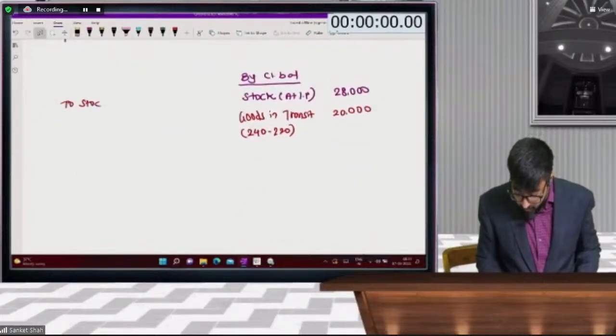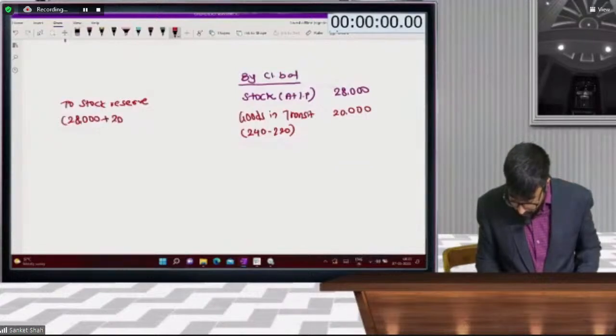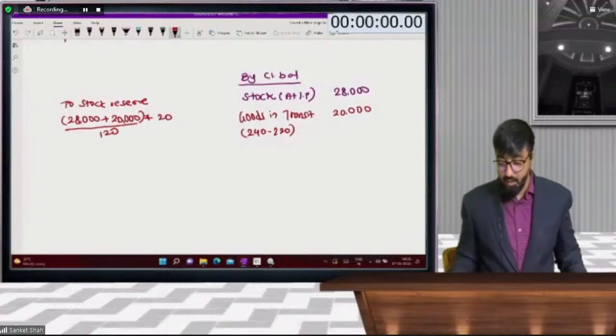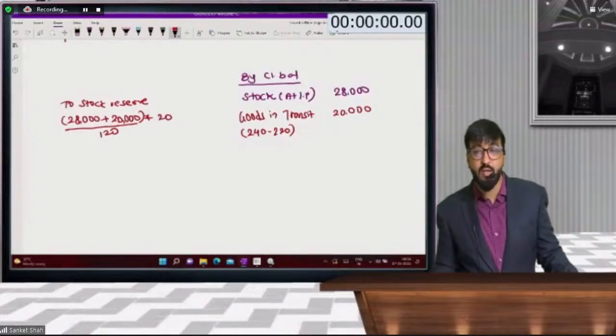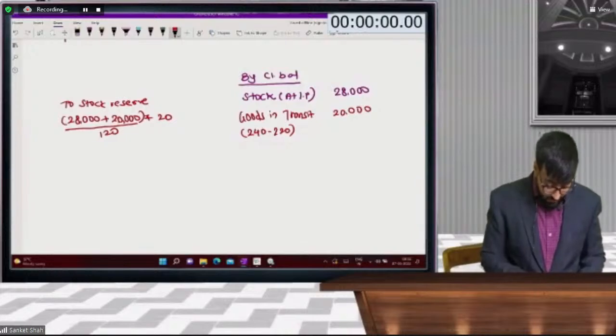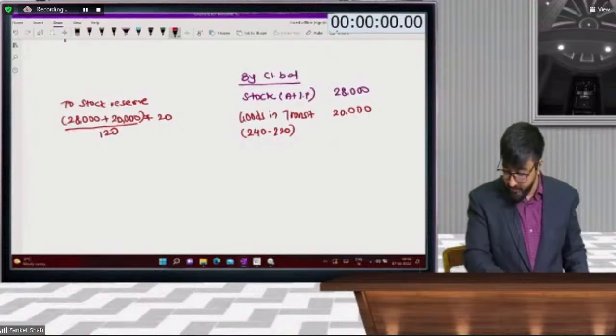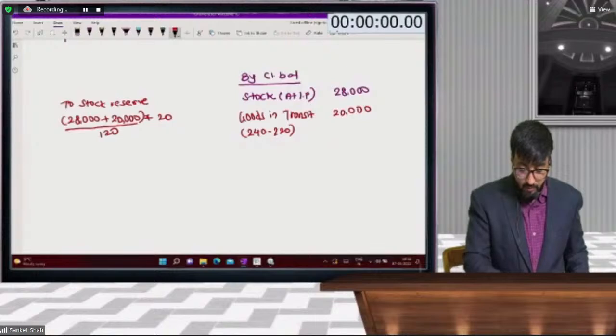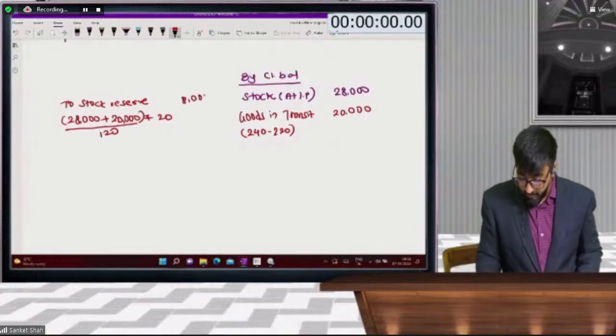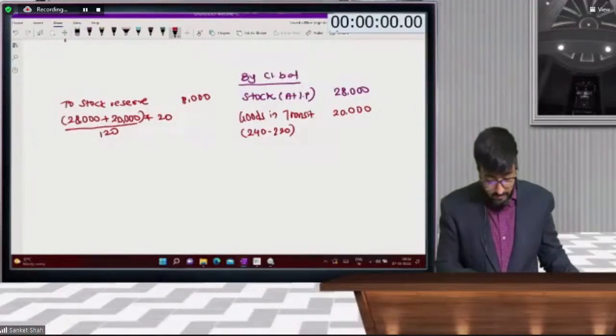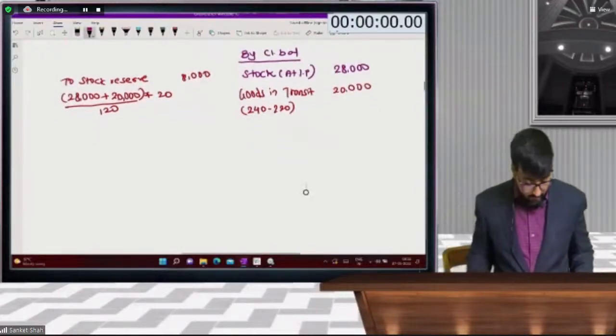On both, you will cancel loading to stock reserve: 28,000 plus 20,000, divided by 120 into 20. Instead of writing two loadings, we will merge 28,000 and 20,000 and cancel loading. Very good. No entry for bad debts. 28 plus 20 into 20 upon 120, so you are getting the answer 8,000. It's very simple. Next one.